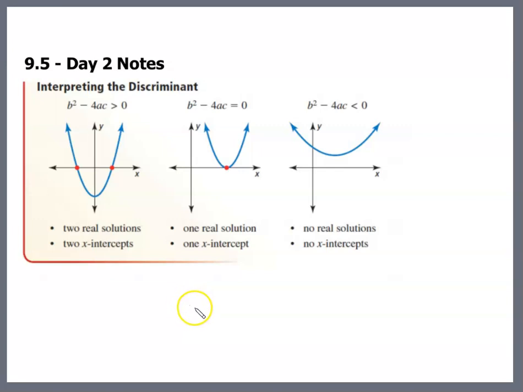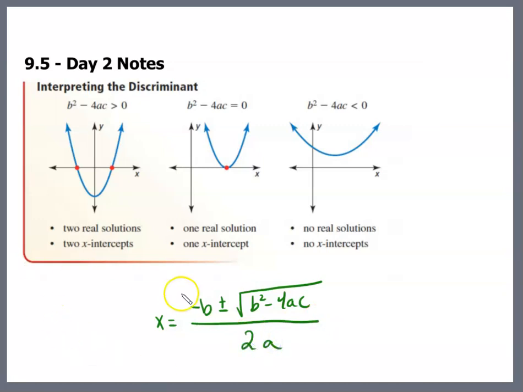Okay, so for day 2 notes, we're going to talk about the discriminant. In the quadratic formula, remember the quadratic formula is x equals negative b plus or minus the square root of b squared minus 4ac all over 2a. So this portion underneath the square root here, this b squared minus 4ac, is called the discriminant.